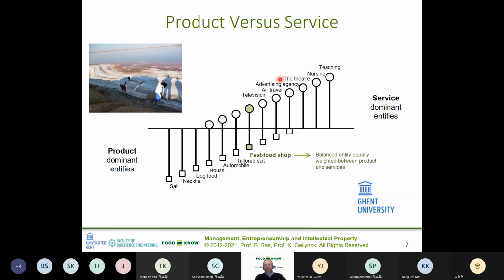And then the other spectrum, you have, for instance, teaching, like Ghent University, where it's just a service. So it's a service dominant entity. So I hope you're all satisfied with your service provider regarding the teaching. And then you have in-betweens, and an example is, for instance, a fast food shop like a McDonald's, where products are being produced and also customers are being served.